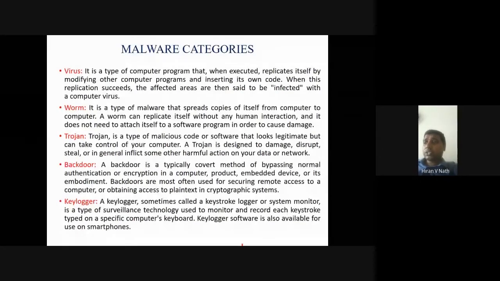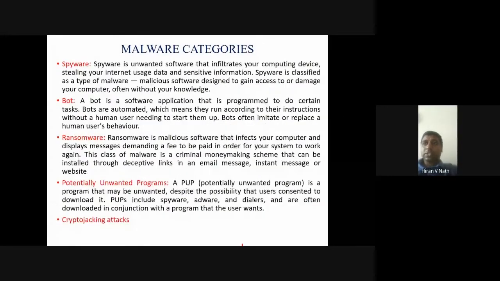Then the Trojan is a malicious code or software that looks legitimate but can take control of your computer. Then the backdoor is typically a covert method of bypassing the normal authentication and entering into your system. The keylogger, sometimes called a system monitor, is a surveillance system used to monitor and record each keystroke. Then the spyware is an unwanted software that infiltrates your computing device and steals your internet usage data and sensitive information.